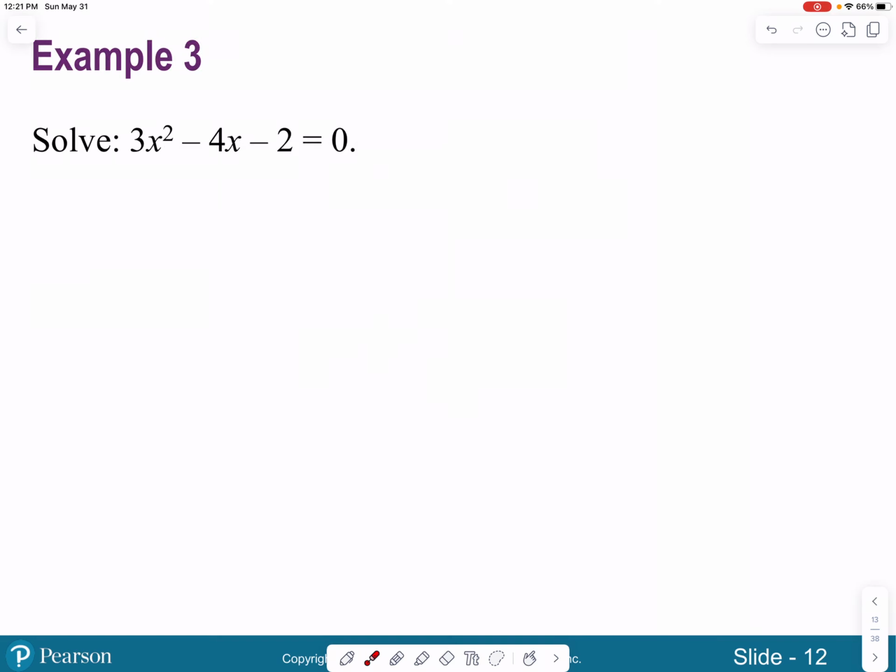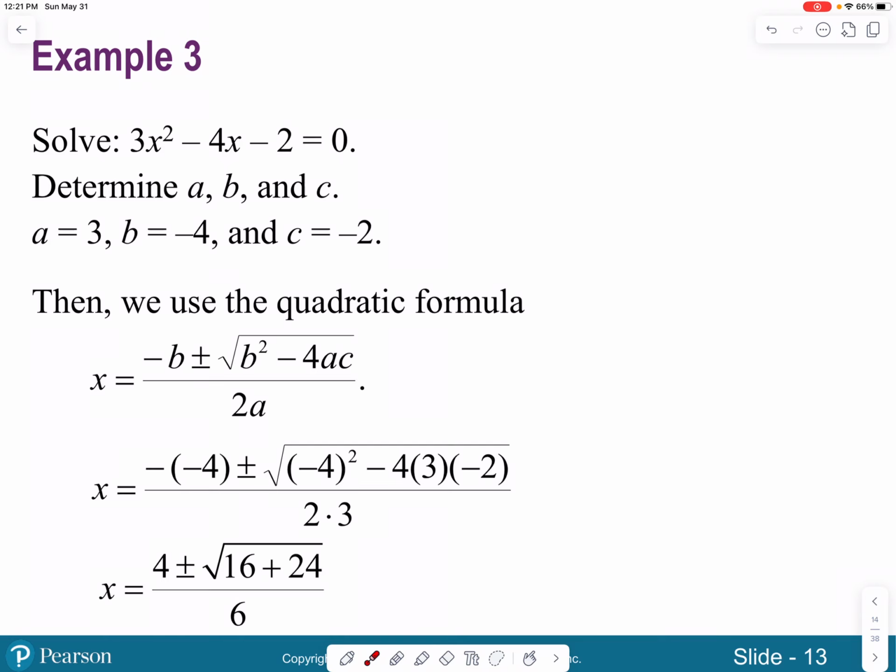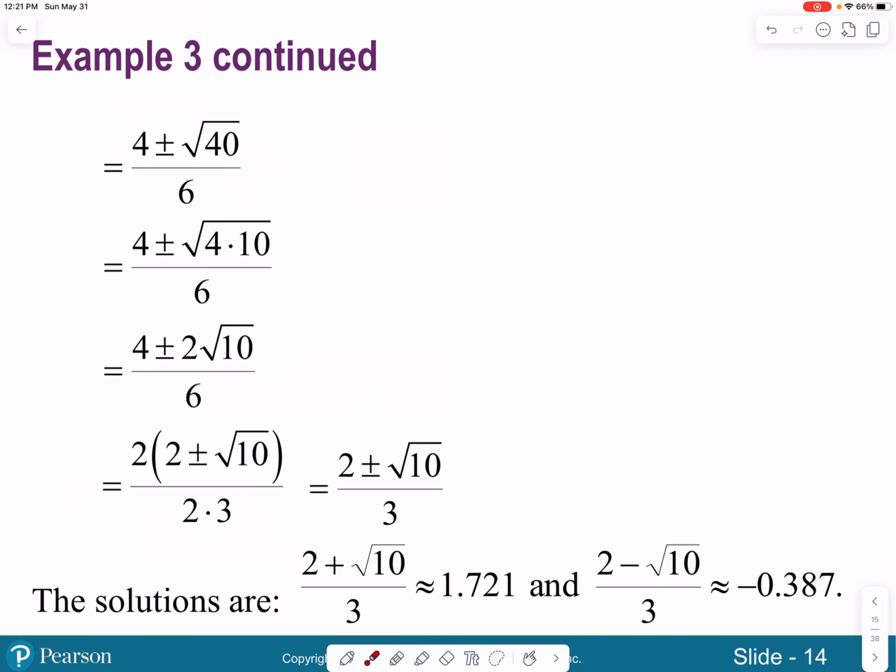Okay, so if we wanted to solve this, we can use the quadratic formula. Again, negative b plus or minus the square root of b squared minus 4ac all over 2a. So our a is 3, our b is negative 4, and our c is negative 2. We plug it in and calculate. I'm just going to use my prepared notes. Okay, and we get this result. 2 plus or minus the square root of 10 over 3.